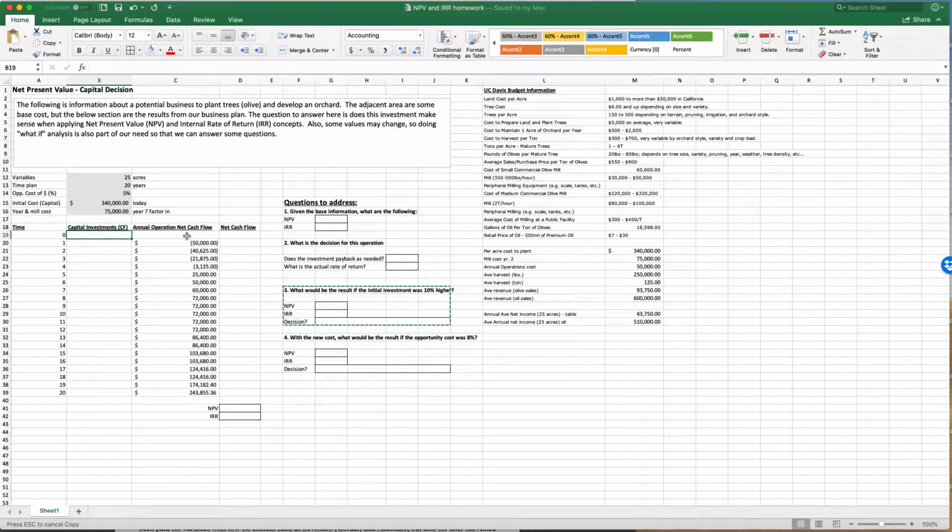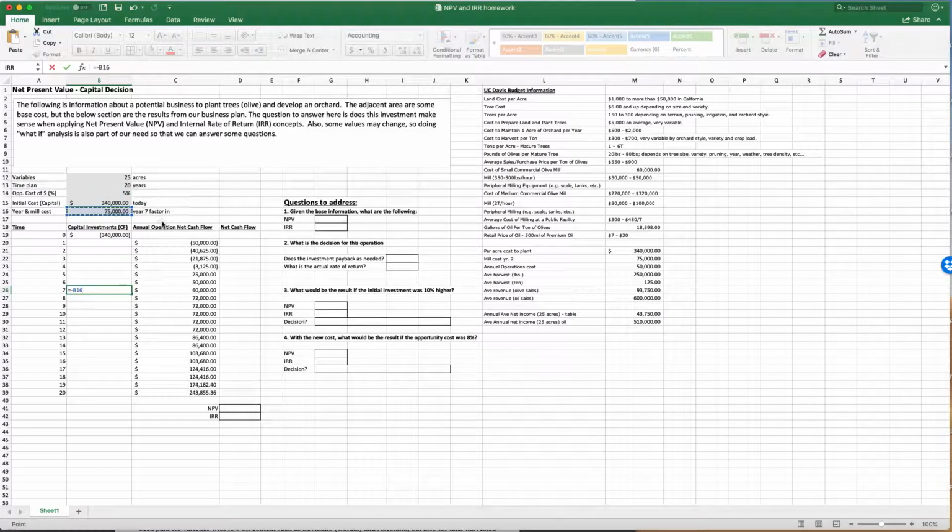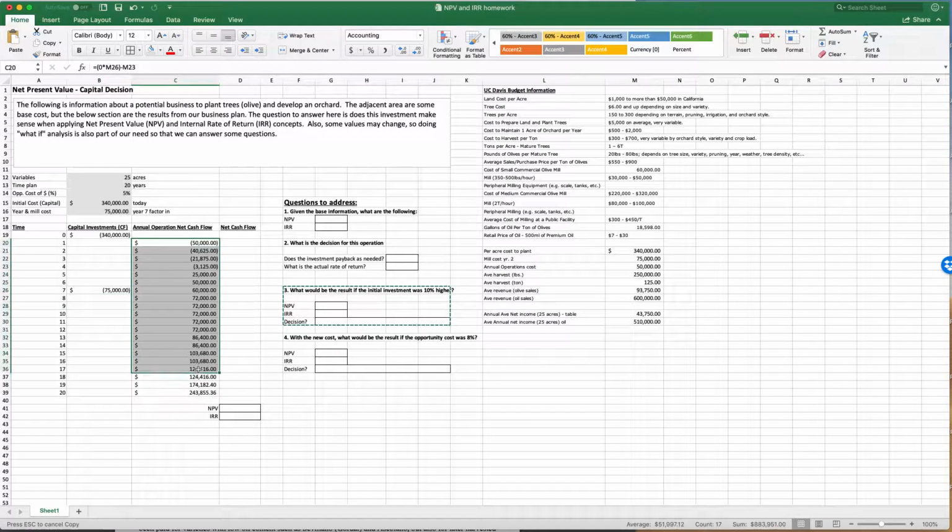Well, right away, I'm going to put an equal sign and a negative value because we've got to pay up front $340,000. I'm going to jump down to year 7, equals negative. We've got to pay $75,000 in year 7. So that gets in where our investments are. I've given you the annual money. So let's go over here and do net cash flow.